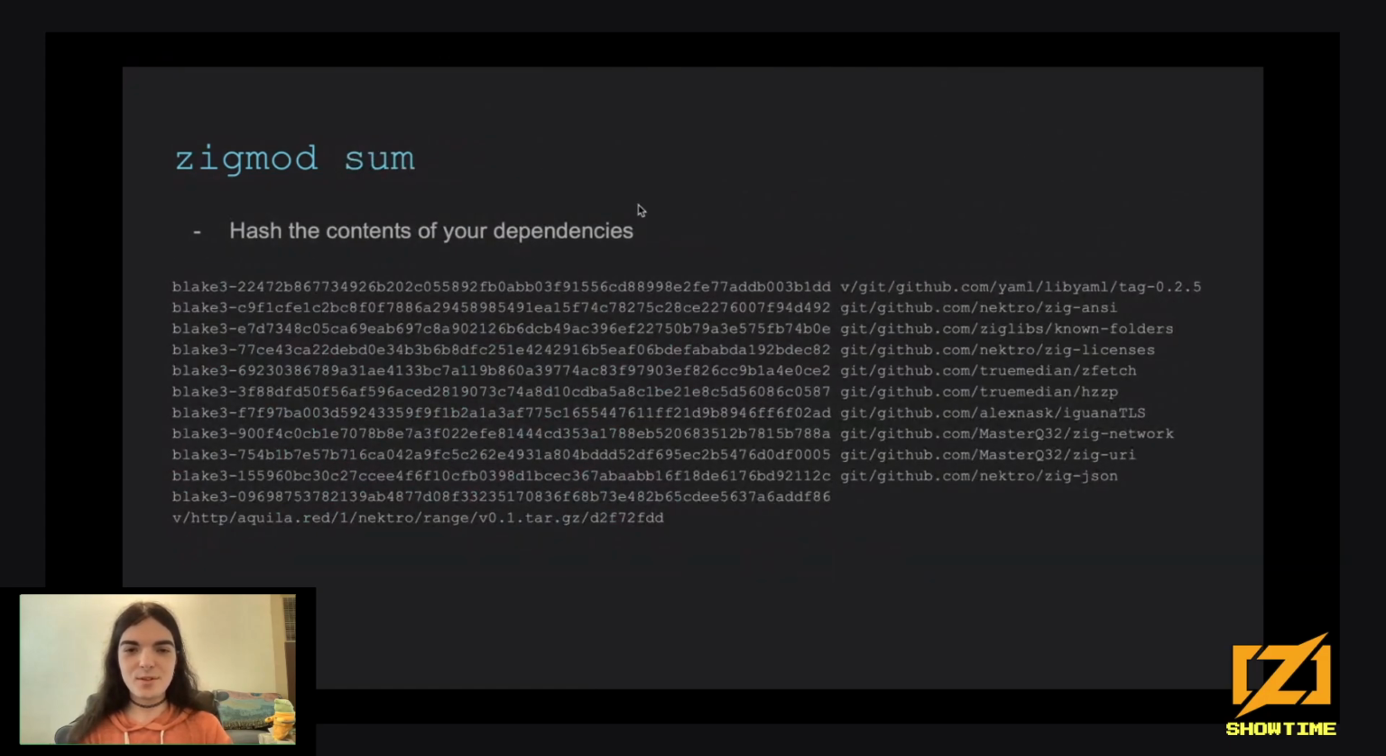There's zigmod sum, so this can be incorporated later. This isn't used directly at the moment, but you can run this file multiple times and then track changes. And it'll show you the Blake 3 hash of all of your dependencies.